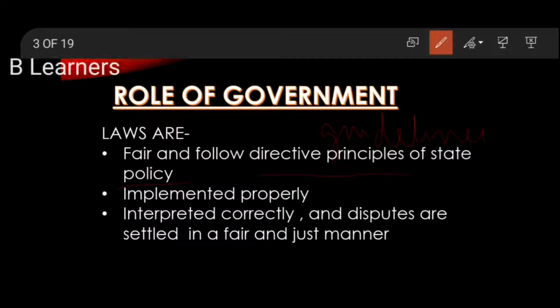The laws must be implemented properly, otherwise what will happen? A few portions of your country will run smoothly, and in other parts of the nation problems can arise. So it must be implemented properly in each and every corner of your nation. Then, it must be interpreted correctly, which means the laws made by the government should be understood clearly by everyone.